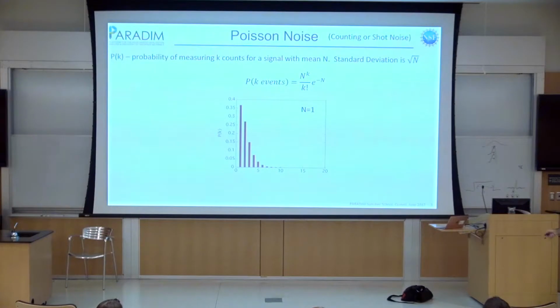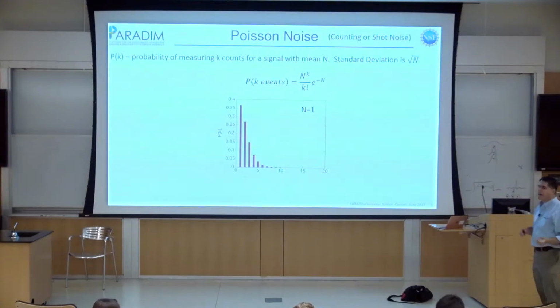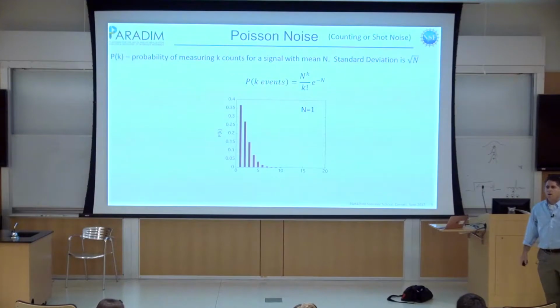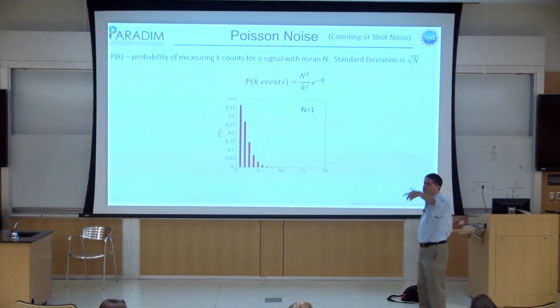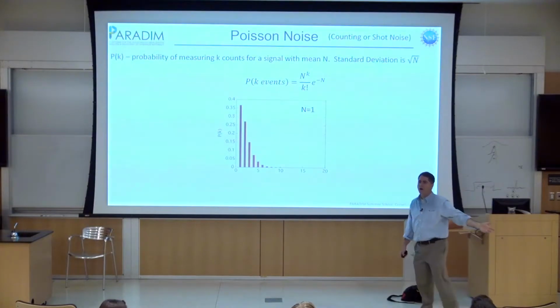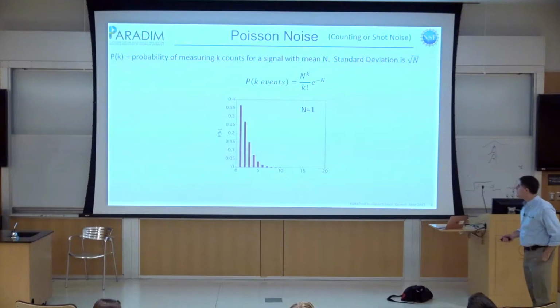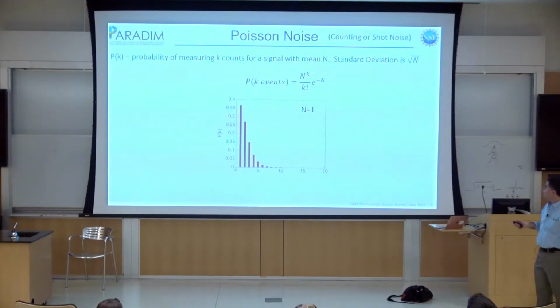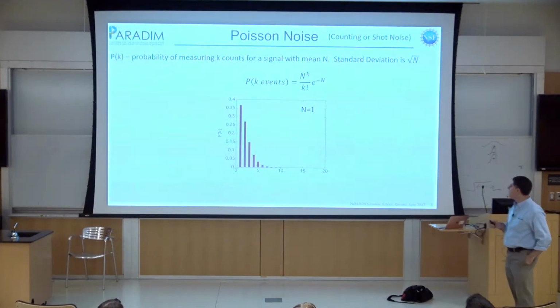And the probability distribution is: what is the probability of measuring k counts for a signal that has a mean of n? So my signal is on average n electrons per second. What is the probability that I measure not 1 electron per second, but 2 electrons per second, or half an electron per second, or in fact no electrons per second? And it follows this distribution curve over here. That's the formula. And then I've plotted it out here for a mean of 1.